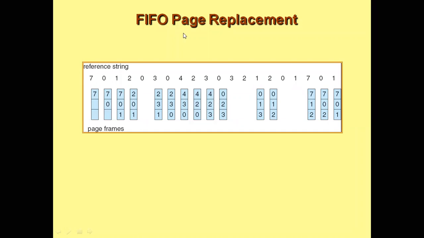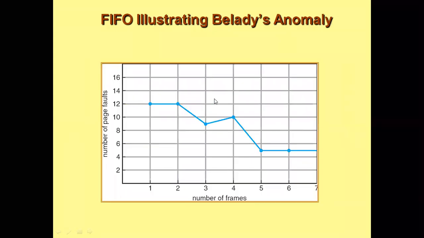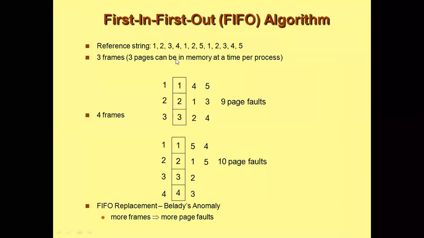But there is a problem here, guys. I'll go back to this slide. If you try applying the FIFO technique on this reference string with 3 frames, you will find that there are 9 page faults. You can try doing this. So for this particular reference string, with 3 frames there are 9 page faults, and if you try with 4 frames, then there are 10 page faults.